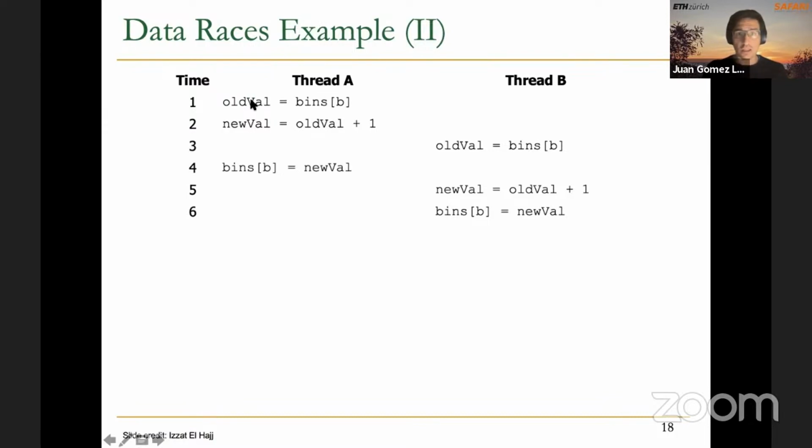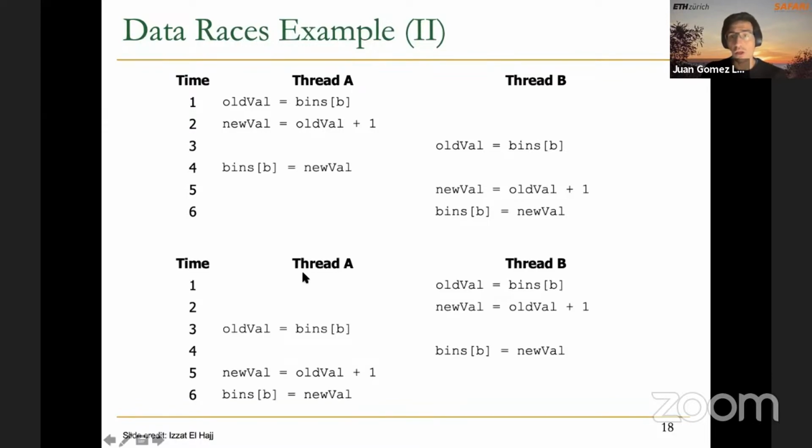So first of all, thread A starts and reads bins B from memory, then it updates the old value, adding 1 and storing into this new val. And then at that point, thread B also reads bins B before thread A has written the new result. So thread B is already reading a stale value, a wrong value, from bins B. So when thread A writes into bins B, thread B doesn't have the chance to use the updated value that thread A already wrote.